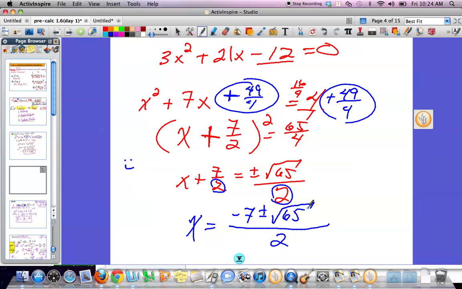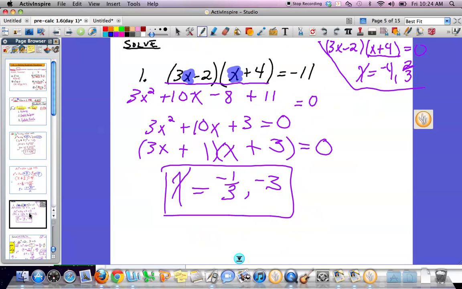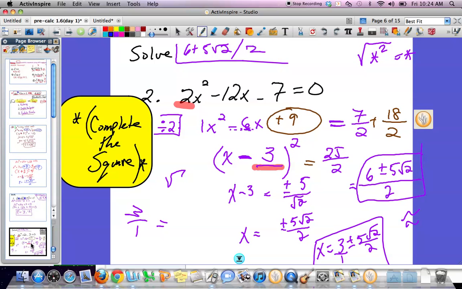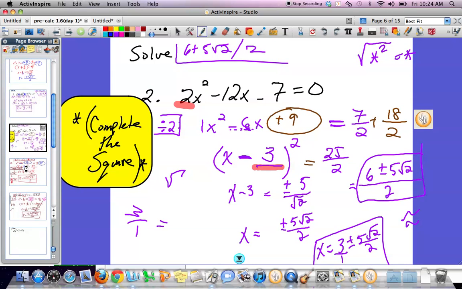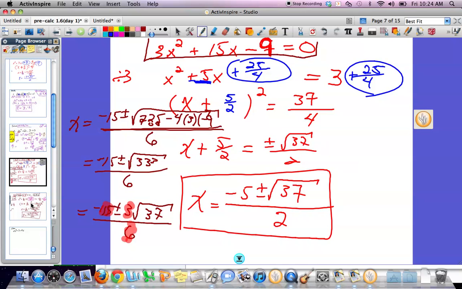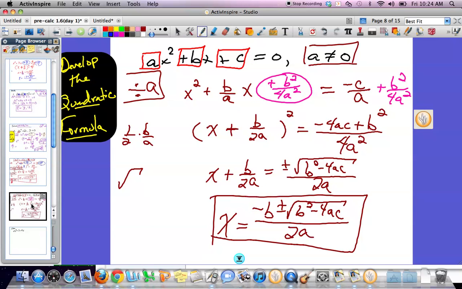From there, we went to the quadratic formula. In the quadratic formula, I'm just going to walk through the steps on it. I'll find it. We developed the quadratic formula.